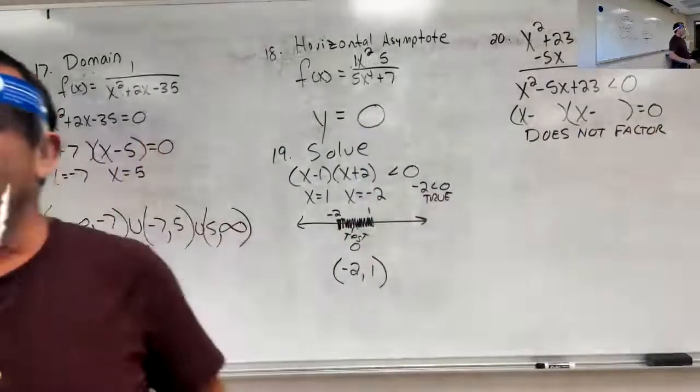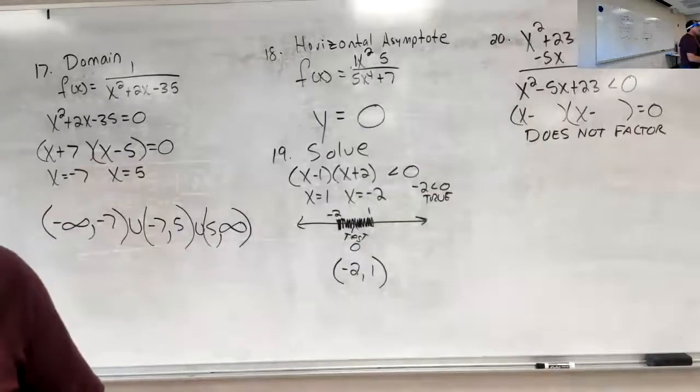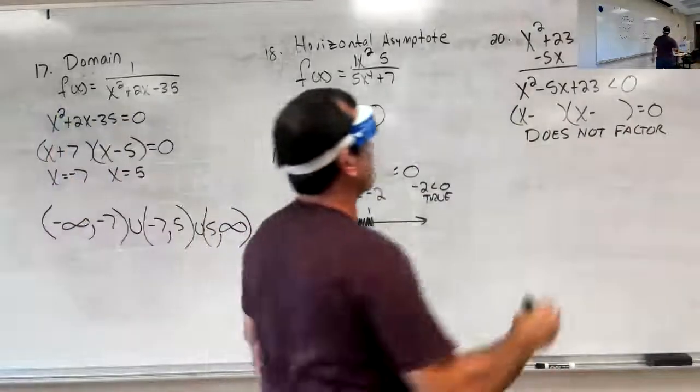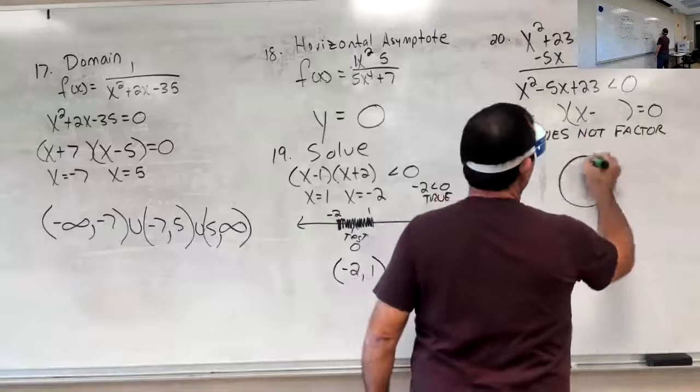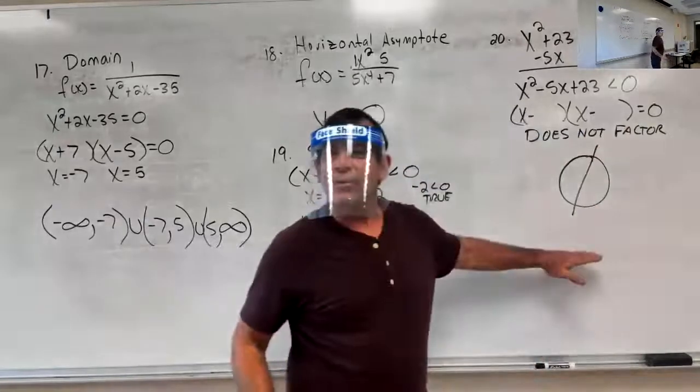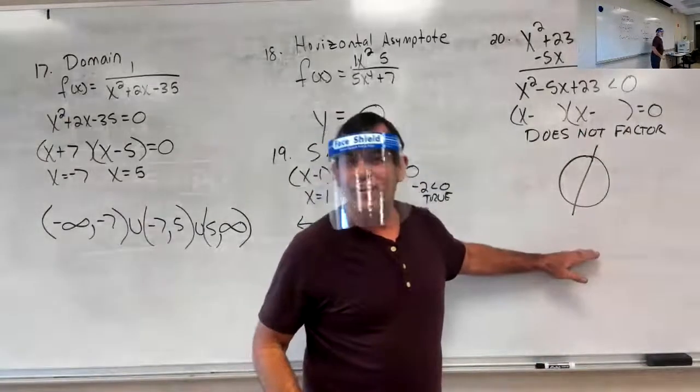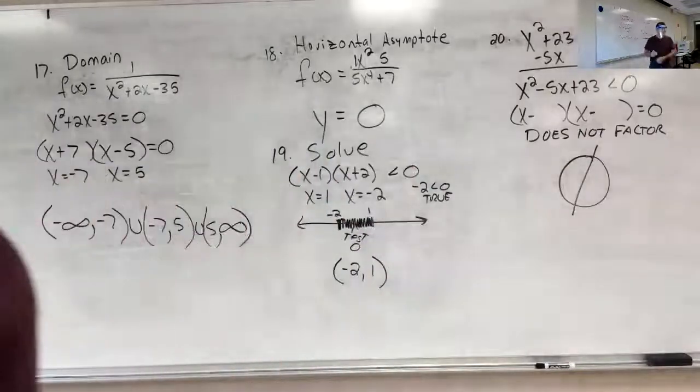So y'all remember what MATLAB used for no solutions? The 0 with the line. The 0 with the line through it. That should be y'all's give me too, because I'm pretty sure every one of y'all's is going to be no solution on that one.